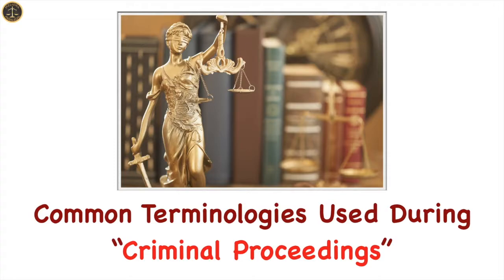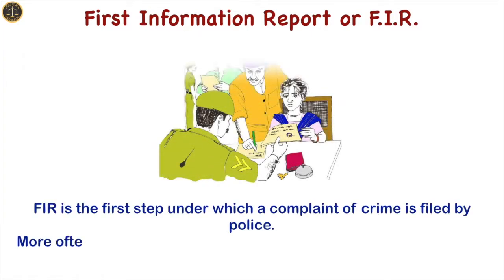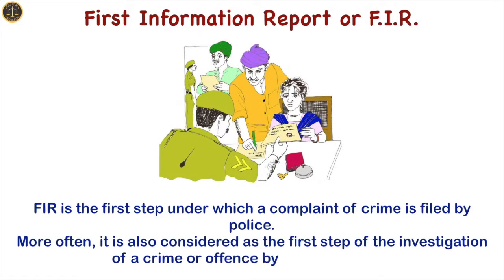The first one and the most common is FIR, that is the First Information Report. FIR is the first step under which a complaint of crime is filed with the police. More often, it is also considered as the first step of the investigation of a crime or offense by the local police.